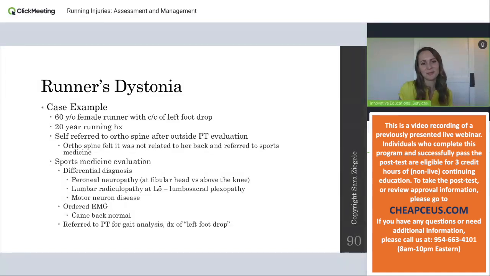It was a 60-year-old woman who came in with a chief complaint of left foot drop. She had kind of been through the diagnostic gamut. She'd been to spine, she'd been to ortho sports, and essentially they ruled out all of the things that foot drop would have come from. On their remaining list of differential diagnoses was a neuropathy, a radiculopathy, or a motor neuron disease. So the ones like MS or ALS. But they couldn't really find any evidence for any of those things. So they sent them to PT and said, gait analysis, left foot drop, we don't really know why.